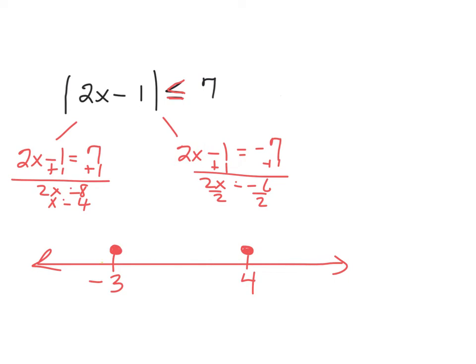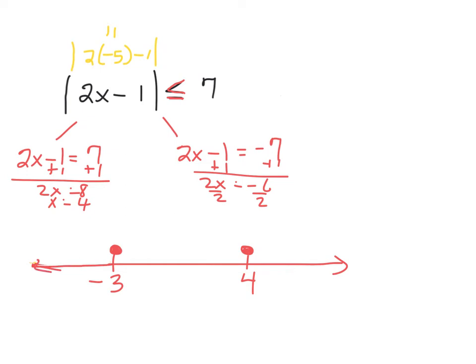Let me check a point down here in this region to see if that part of the number line is covered by this inequality. So let me try a number like -5. If I substitute that -5 back into the original inequality, 2 times -5 is -10, minus 1 is -11, but when I take its absolute value, I get 11. That is not less than or equal to 7, so I'm not going to color that end of the number line. It's not part of the solution set.